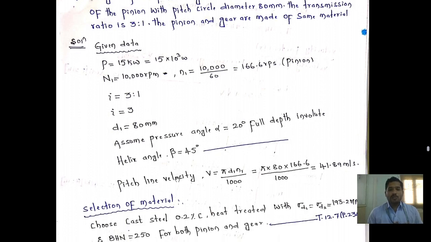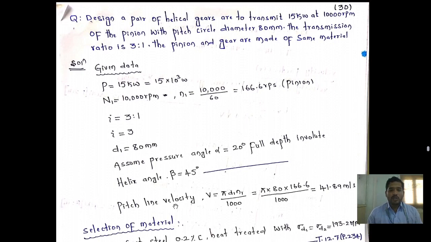In such type of problem, we need to assume the pressure angle alpha should be 20 degree full depth involute. Okay, as well as here in the helical problem, the helix angle beta should be 45 degree, because we have cut the angle in such a way that they are making the angle of 45 degree.